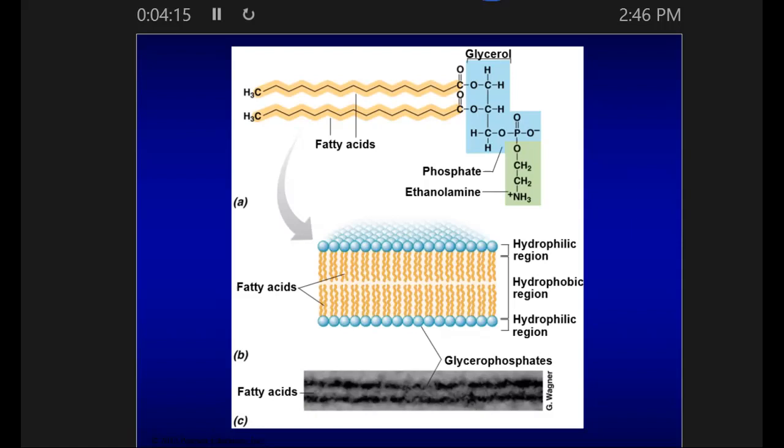And then if you take some phospholipids and drop them into some water, they automatically will form this phospholipid bilayer configuration where the fatty acids tuck away from the water. They don't like to interact with water, so they tuck away. Have a gap between the two bilayers.